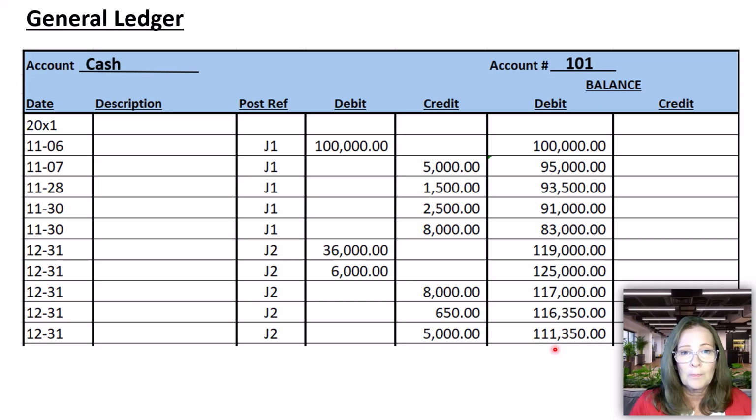There's actually quite a bit of information we can learn from just looking at the general ledger account for the cash account. We can see that we increased the balance with 3 transactions, one from the owner for $100,000 and 2 from customers. Eli's Consulting issued 7 payments, 4 in November and 3 in December.